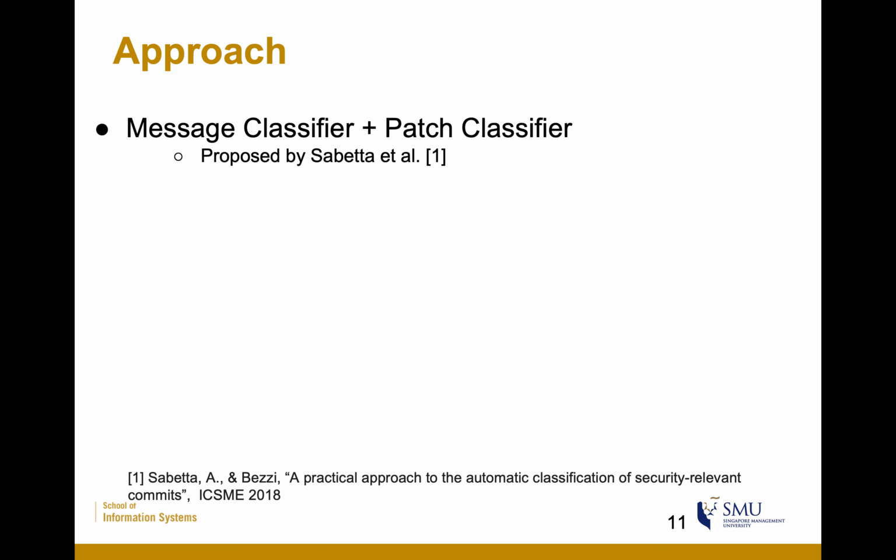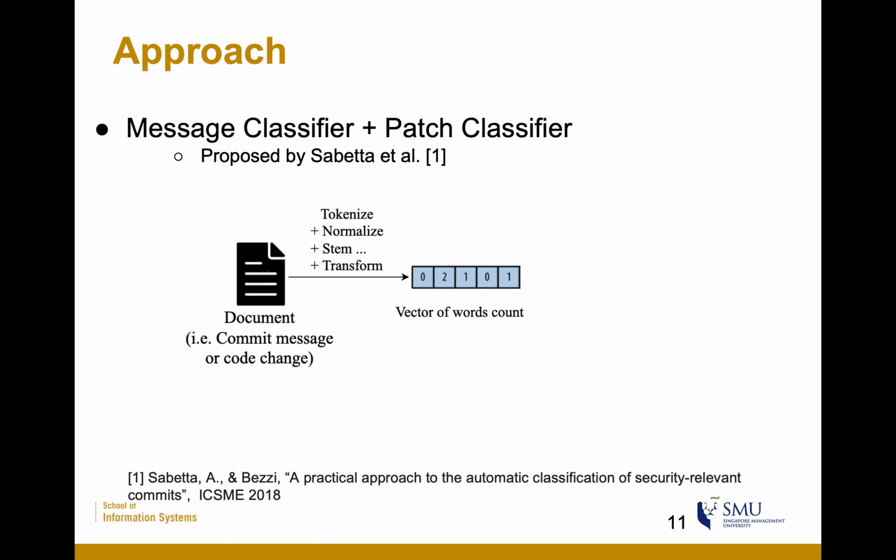In detail, for the message classifier and patch classifier, we reuse the design from the baseline model. In these two baselines, commit message and code change are treated as sequences of tokens. First, the raw documents are tokenized, normalized, and stemmed. Non-alphanumeric characters are filtered to remove noise. We use a minimal TF-IDF threshold to remove infrequent tokens.